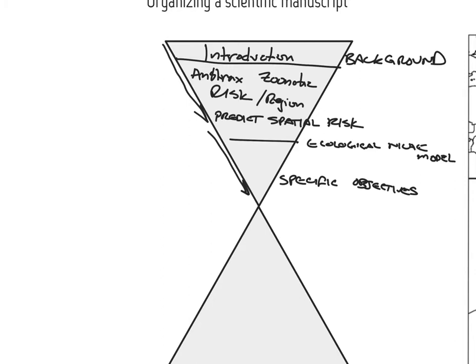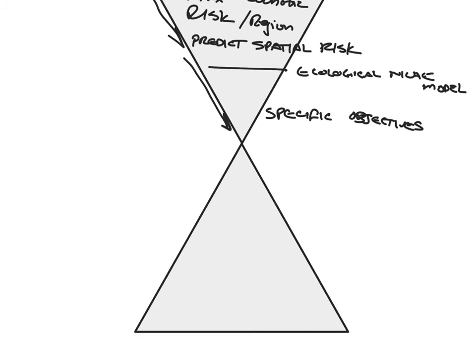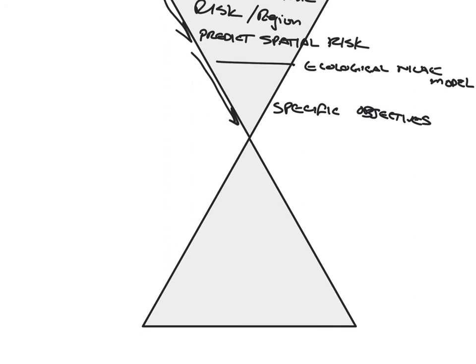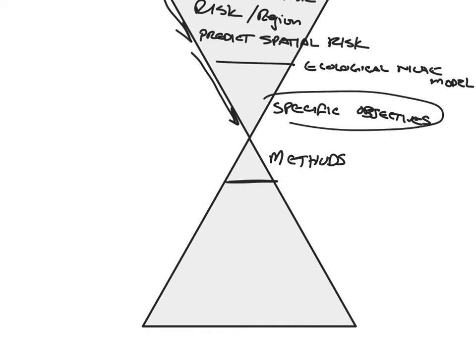Now, let's put together the rest of our hourglass. Now our job is to start putting together our methods. And our job here is to describe for our reader how we achieve those specific objectives with specific methods. And this is where we're going to describe our data sources, our data sets, and our analysis that's performed so that the results can be reviewed.